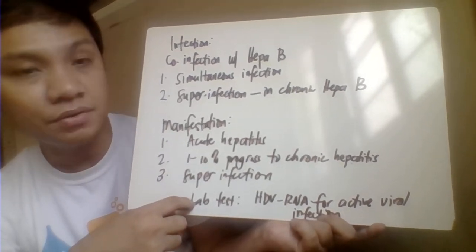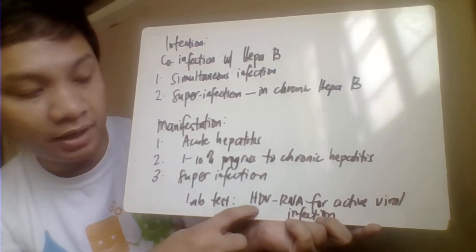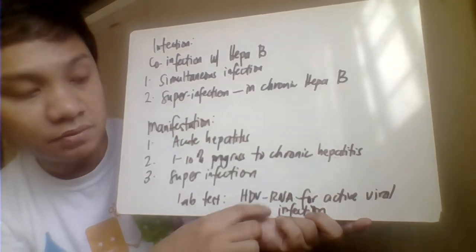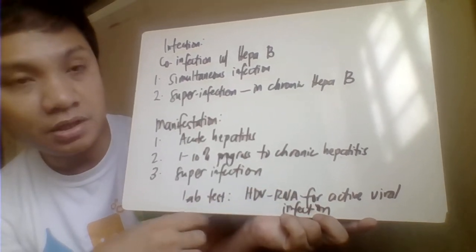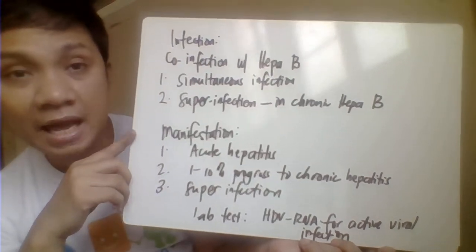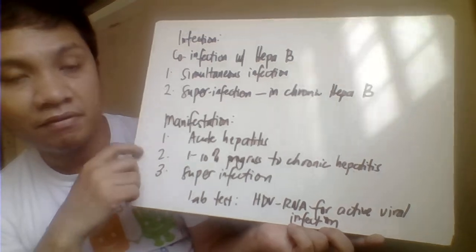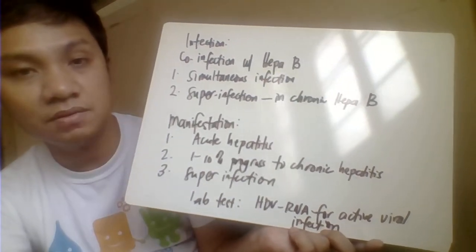Laboratory test for diagnosis for hepatitis D. We have your hepatitis D virus RNA because this one is an RNA virus. Then we could measure that one through your real-time PCR molecular test. Okay, that's for the active viral replication of the virus.